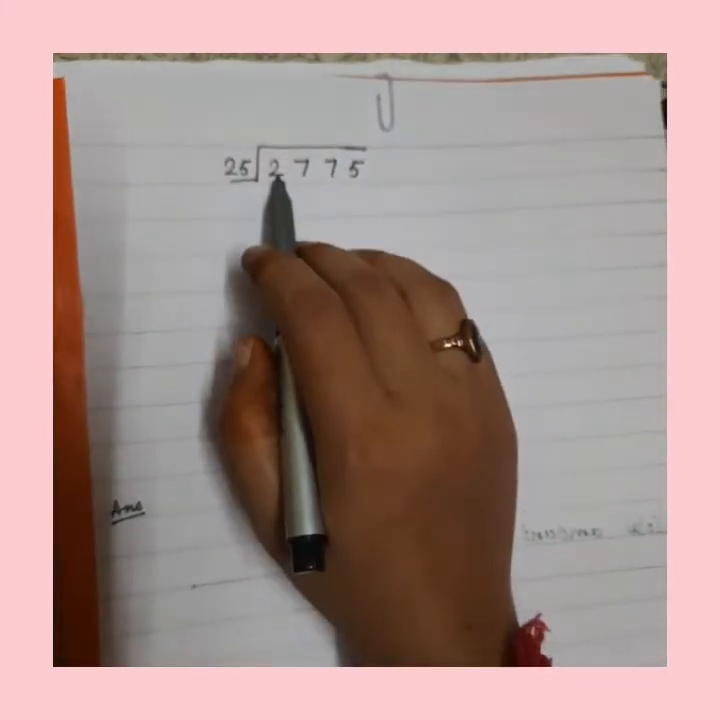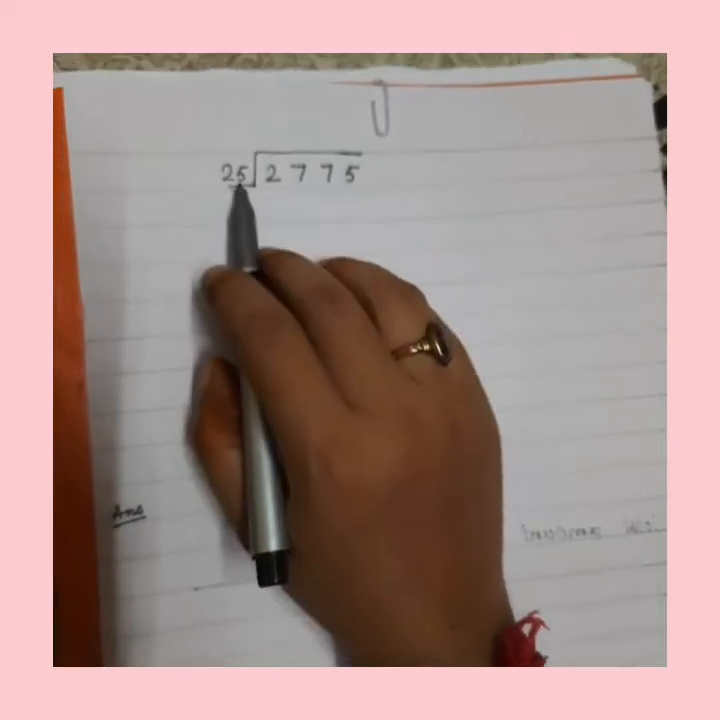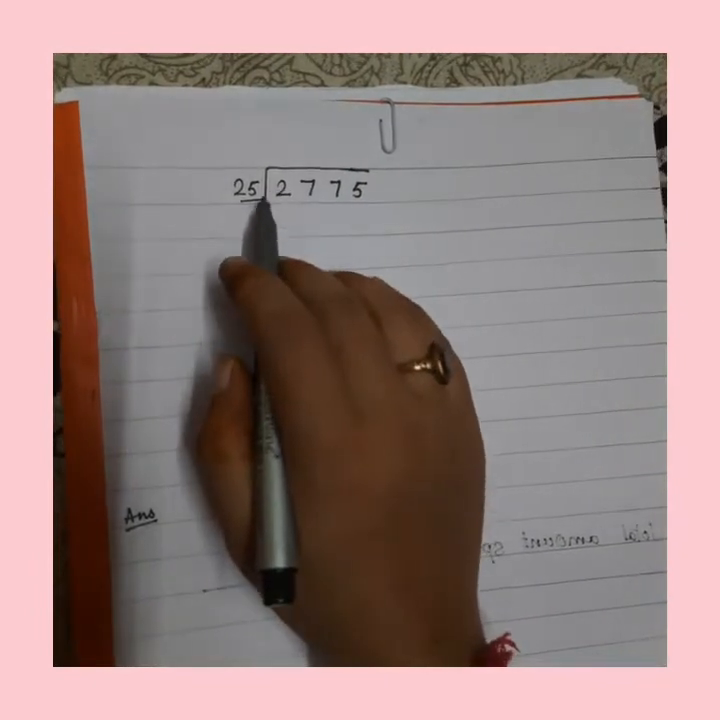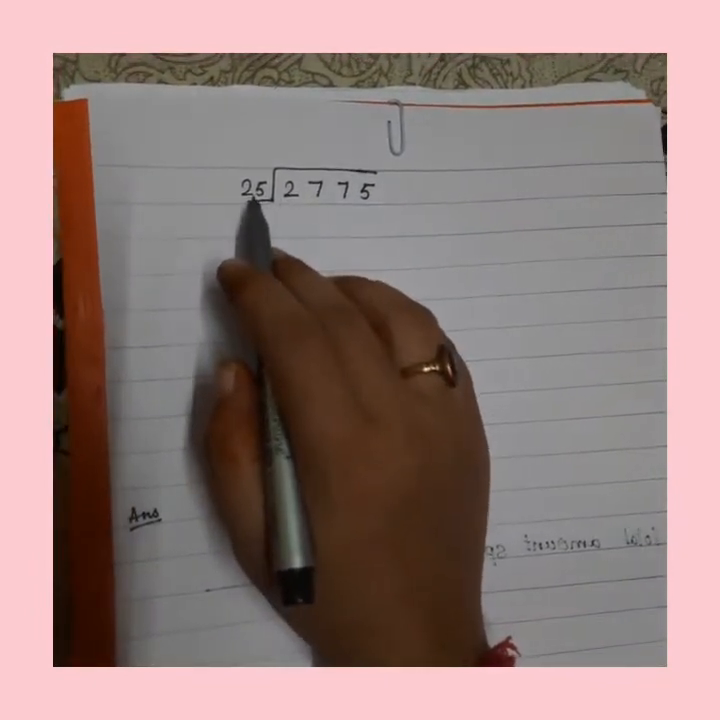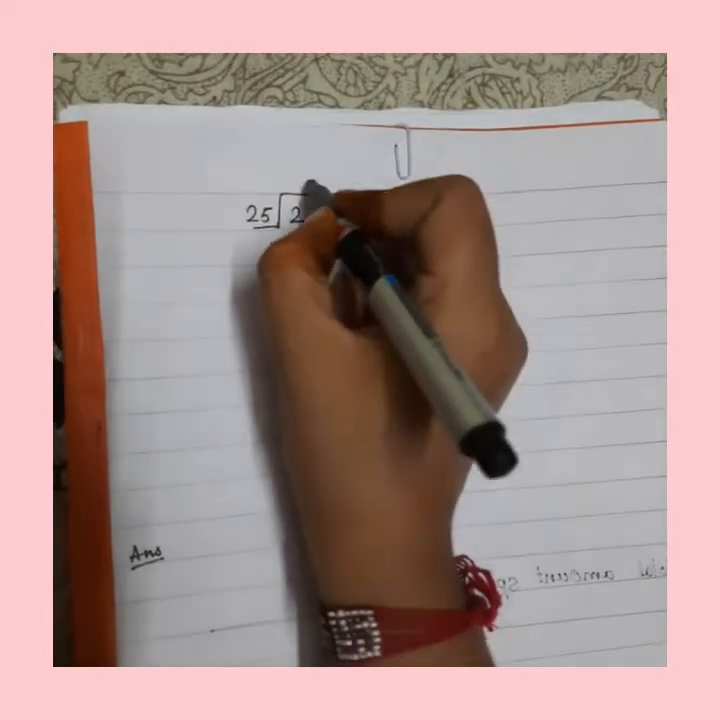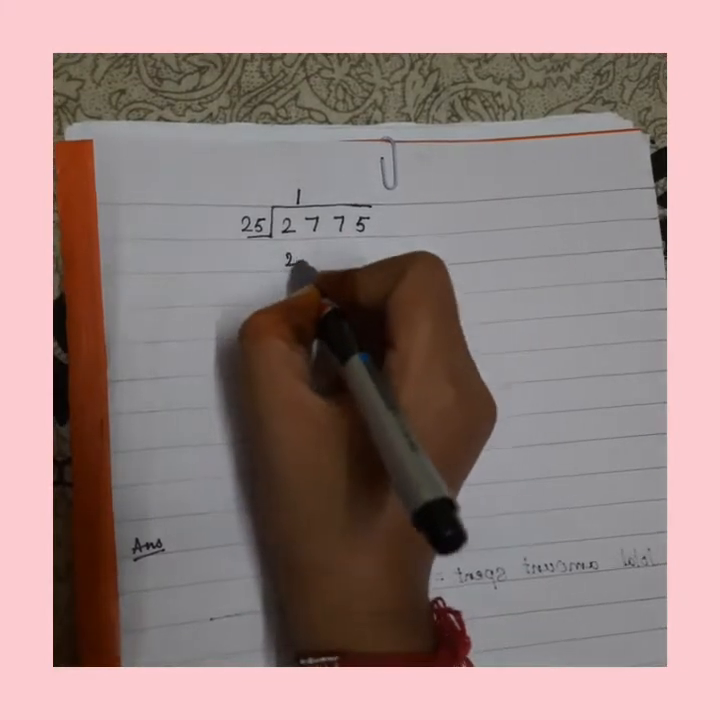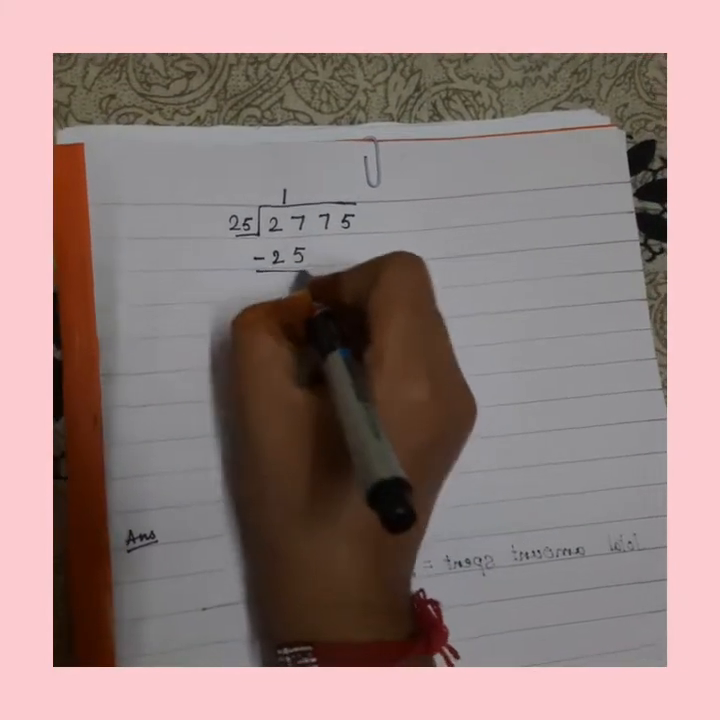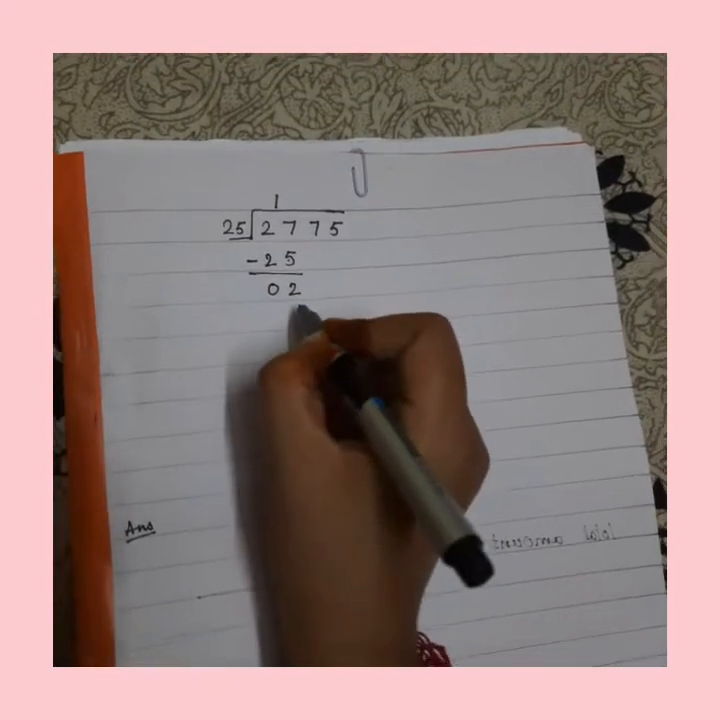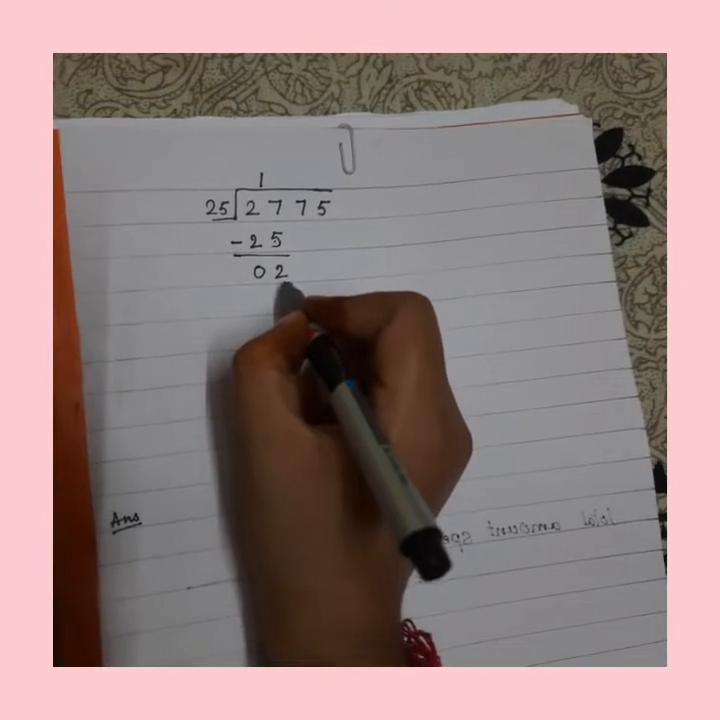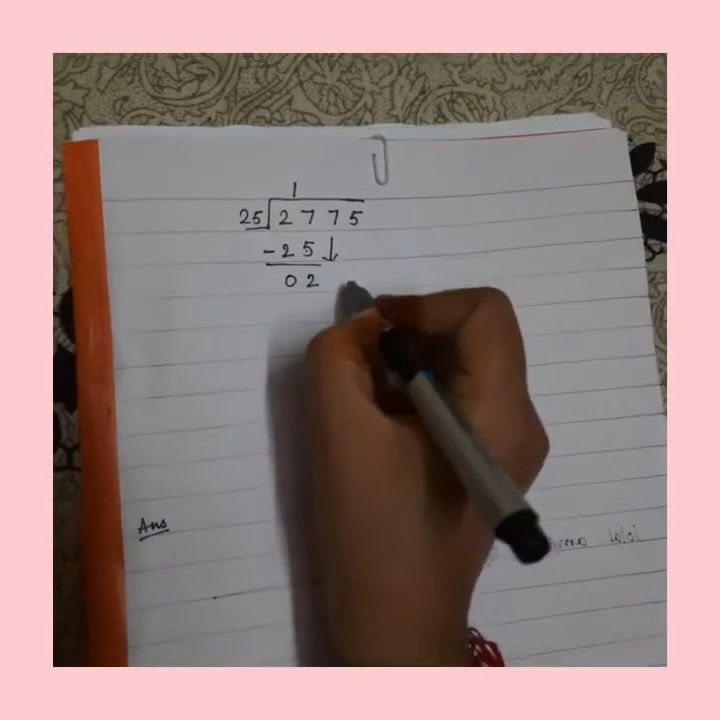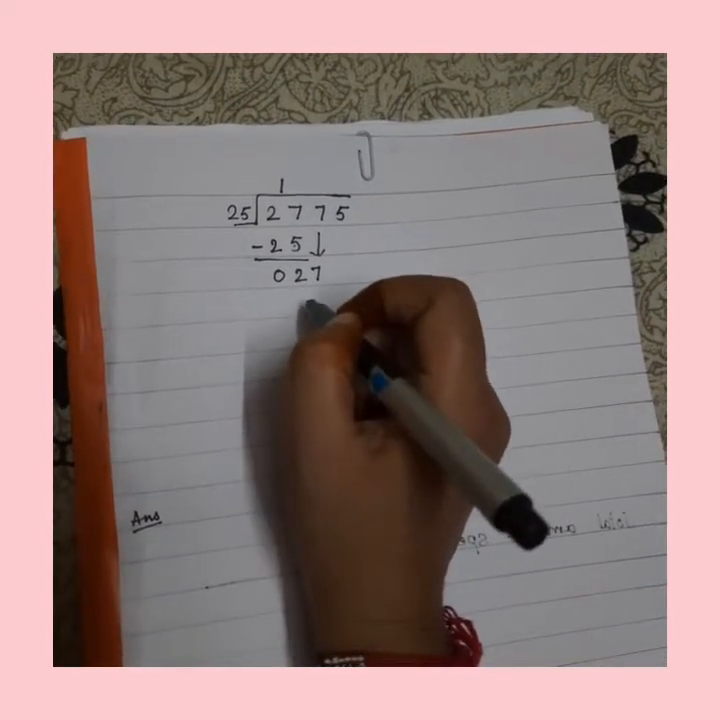Division. 2775 divided by 25. Now 25 is smaller than 27, so we can divide it. So 25 ones will be 25. Do the minus. 7 minus 5 is 2. 2 minus 2 is 0. Now what dividend is remaining here? 2. So 2 cannot be divided by 25. So I have to bring one number down. This will again become 27.